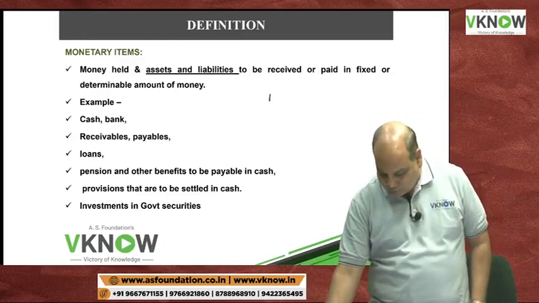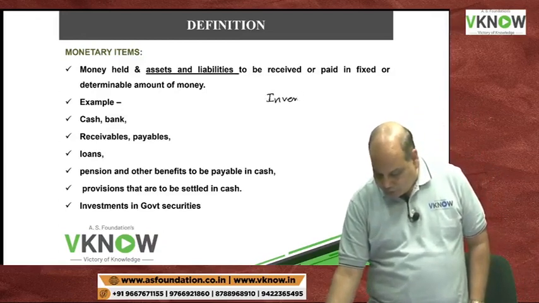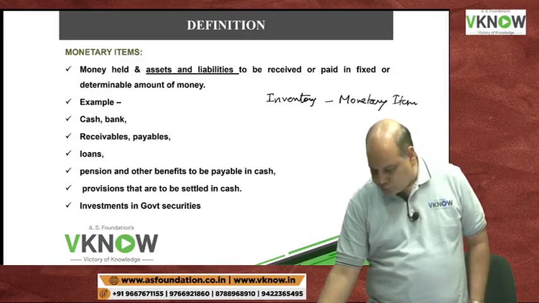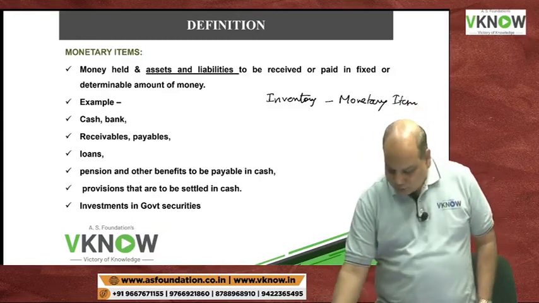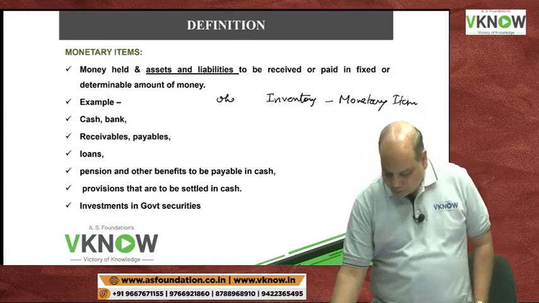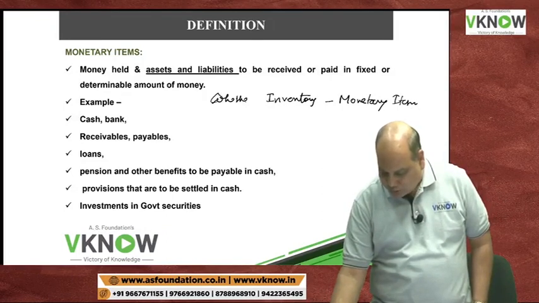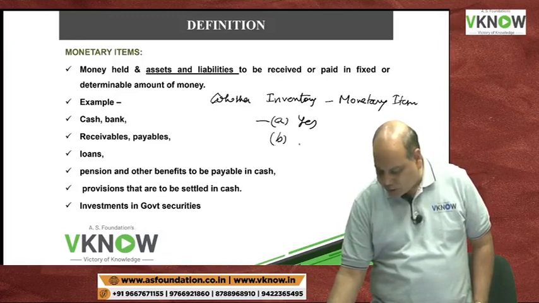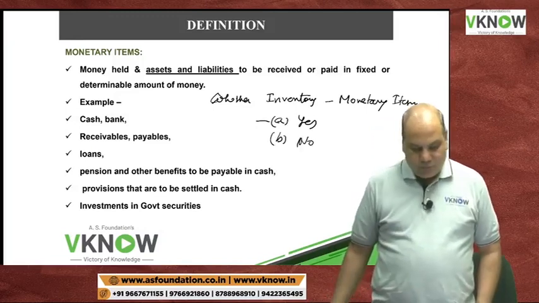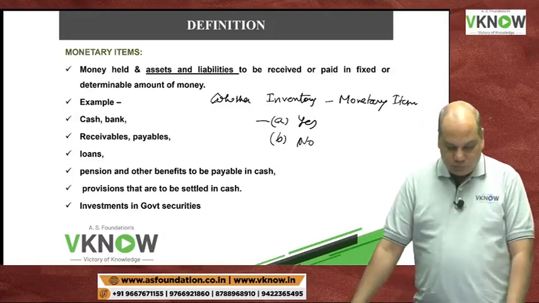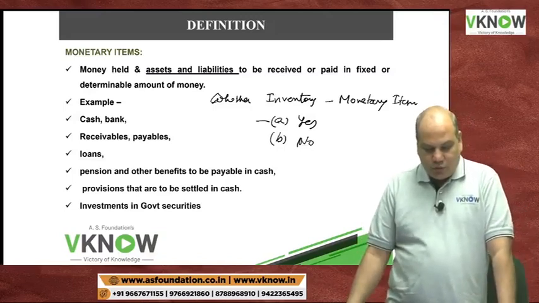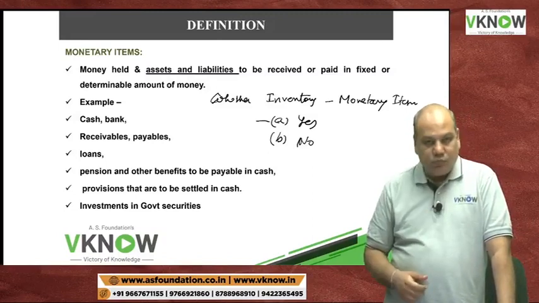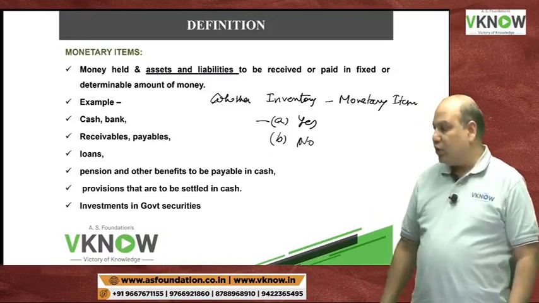One more question. Whether inventory is a monetary item? Whether goods, closing stock, is a monetary item? Yes or no? Everybody should reply, and you don't have to do much effort. Either type A yes or type B no. Yes or no?